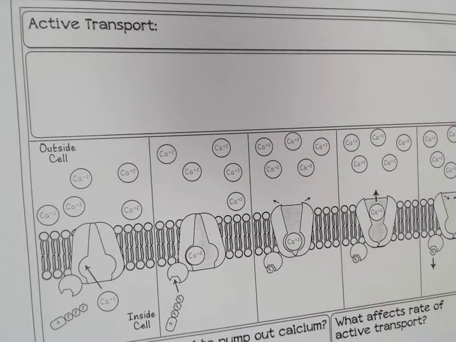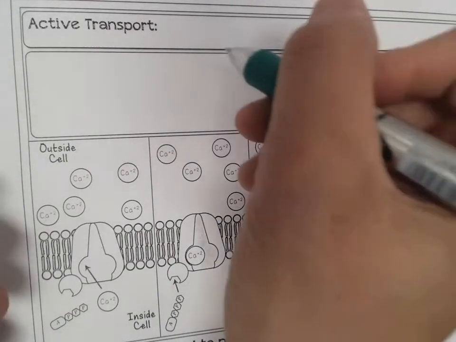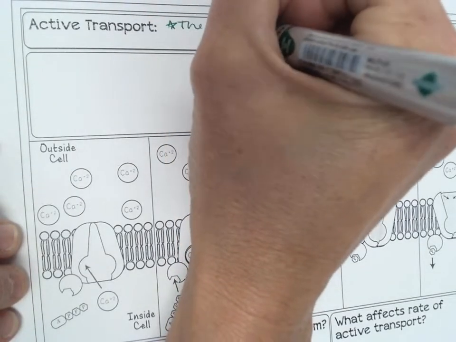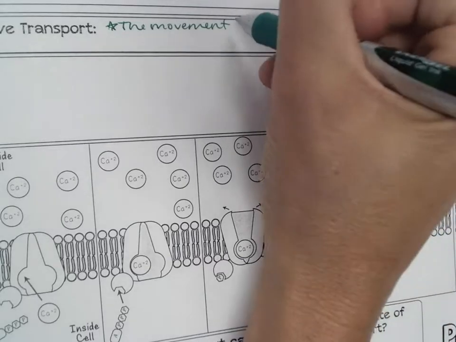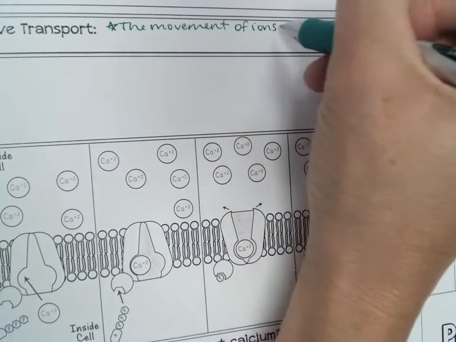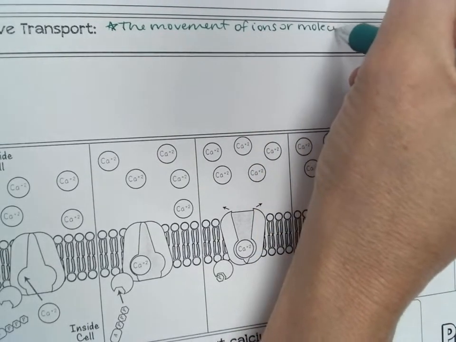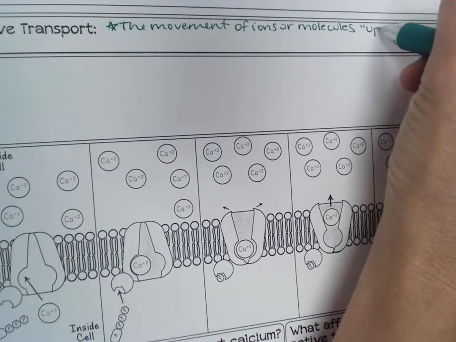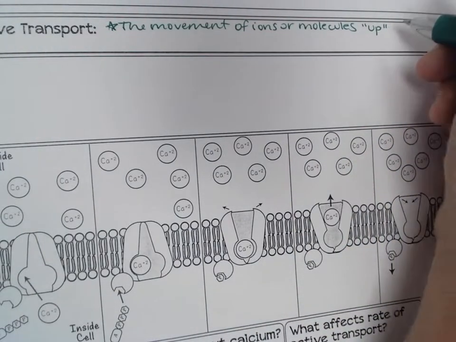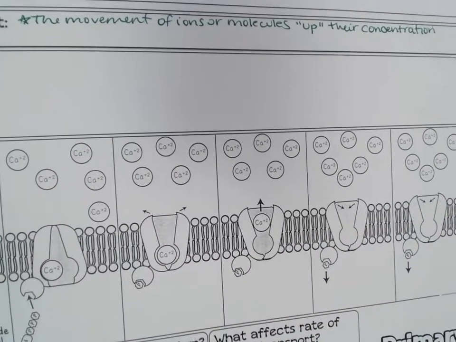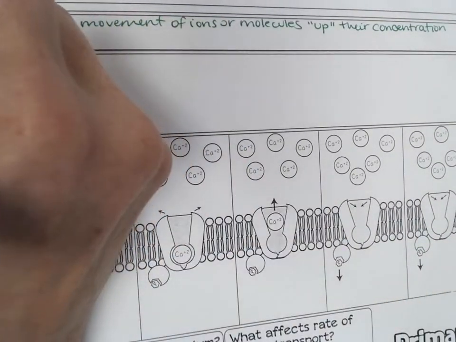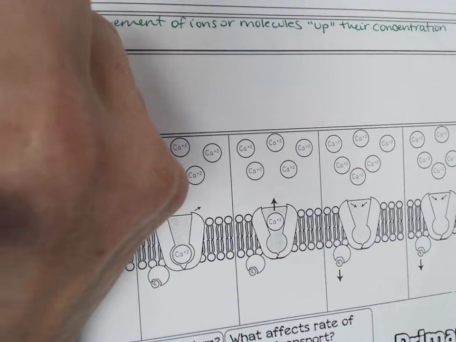Here. Yeah. All right. So active transport is the movement of ions or molecules up their concentration gradient. What do I mean by up? Anybody know what I mean by up? Did you say the opposite of down? No, I said going.